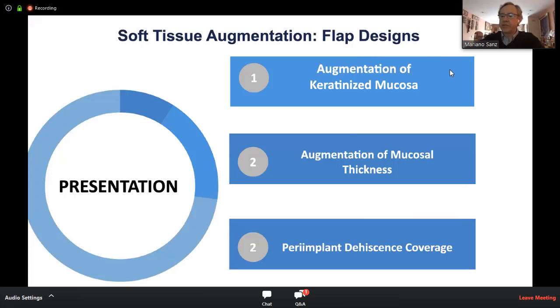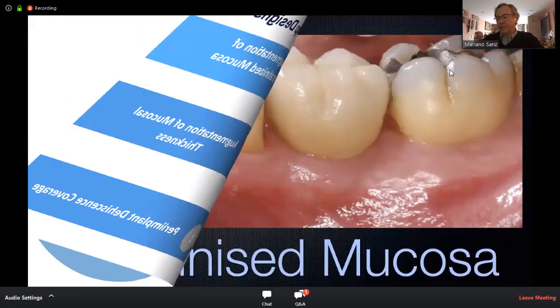dental implants. So my presentation will have three small parts. One that will deal with augmentation of keratinized mucosa. The other one will deal with how to augment the thickness of the peri-implant mucosal tissues. And finally, whether we are able or not to cover peri-implant dehiscence defects.